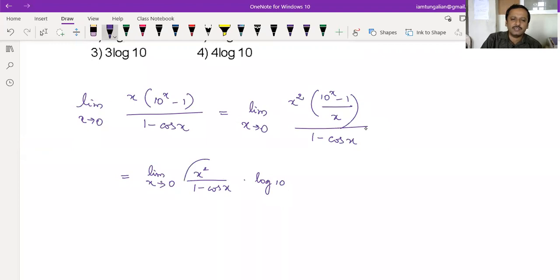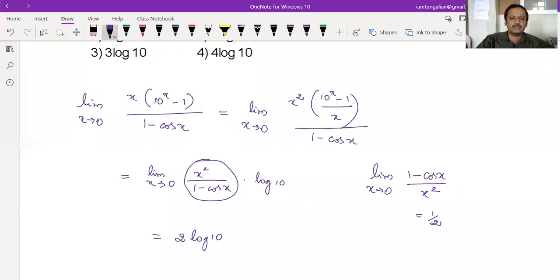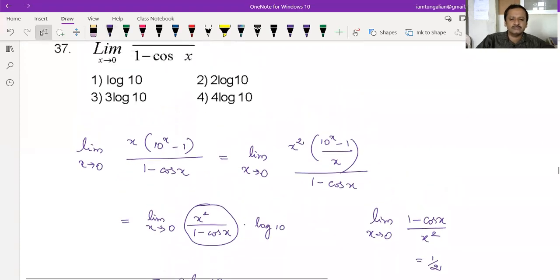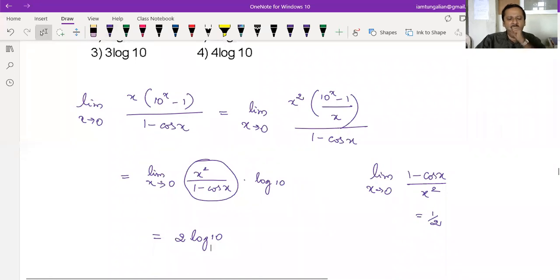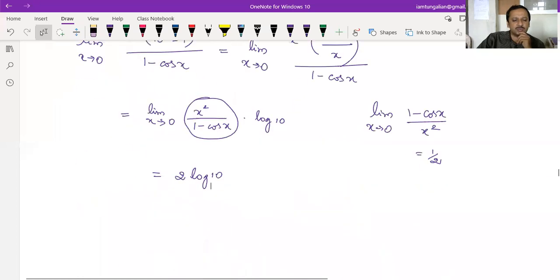And you know the value of x square by 1 minus cos x as x approaches 0. Actually, I gave you this formula: limit x tends to 0, 1 minus cos x divided by x square, its value is equal to 1 by 2. Now it is x square by 1 minus cos x, so its reciprocal is 2. So the answer is 2 log 10, which is the second option.